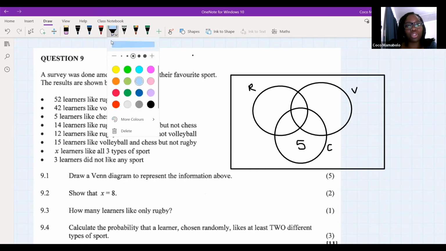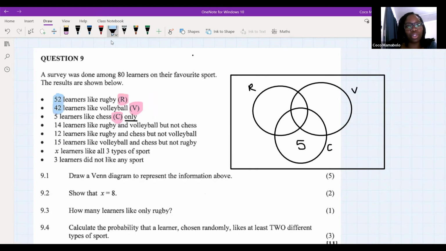All right, now we don't know very much about this 52 learners who like rugby and this 42 learners who like volleyball, because the kids who like rugby can also like volleyball and they could also like chess. It doesn't mean that they only like rugby or they only like volleyball. So we need to make sure that we're not rushing to write 52 and 42 in the volleyball and rugby place. Okay, then it says 14 learners like rugby and volleyball. So we're going to look for the intersection of rugby and volleyball, and we're going to put 14 in there. Okay, that's where it is.